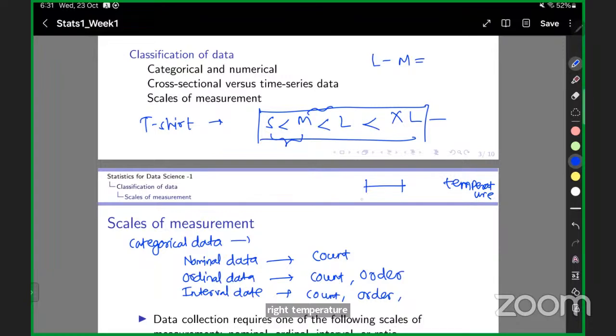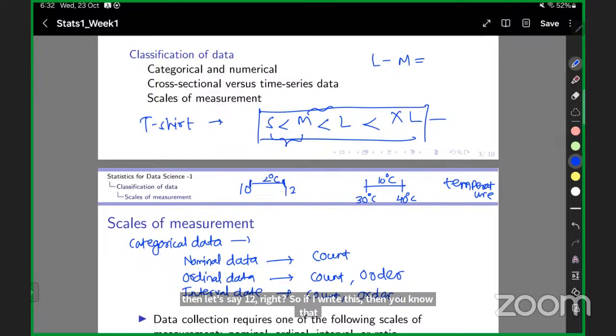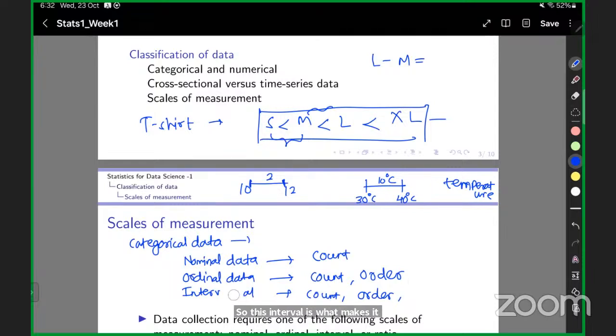So if we have, let's say, 30 degrees, and let's say we have 40 degrees, right? So we know that the distance is 10 degrees, right? Now we have the exact distance; within the interval it is fixed. Let's say I have 10, and then let's say 12. If I write this, then you know that the interval is of 2. So this interval is what makes it the interval scale of measurement, right? So, interval scale.